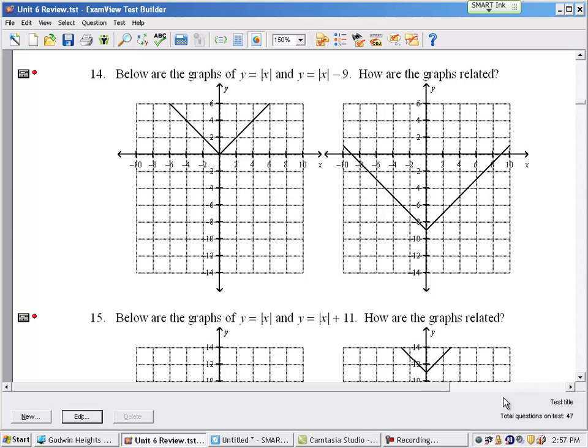How are they different? They're different because they have the exact same shape. They're a V shape. They're not increased by anything really. They have the exact same shape, only the y-intercept of one of them is 0 and the y-intercept of the other is negative 9. So in other words, one is simply shifted down. And that's really all you need to know for number 14 and 15. If you notice on number 15, it's actually shifted up to positive 11. That's it for that one.